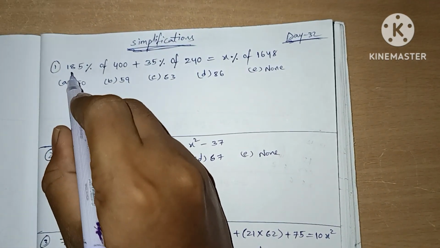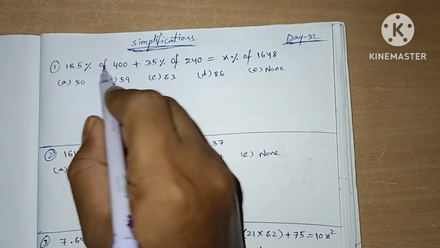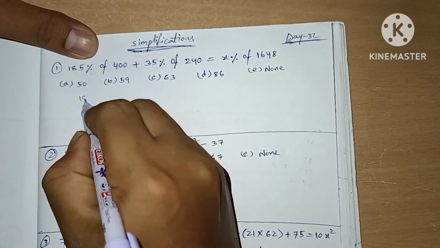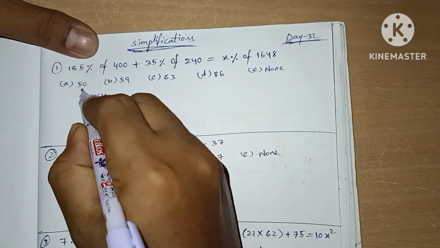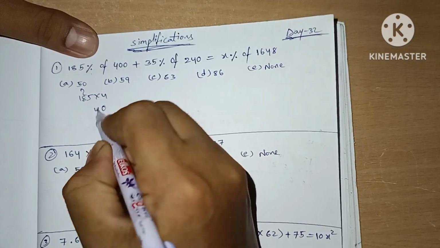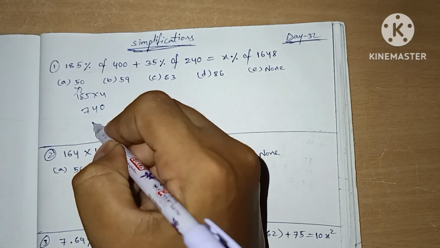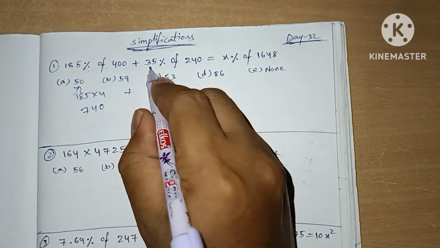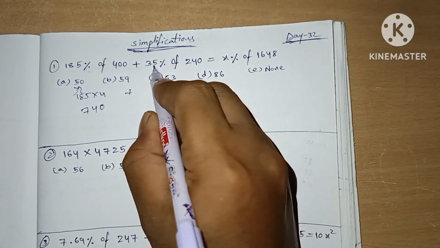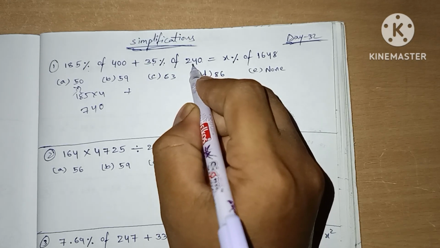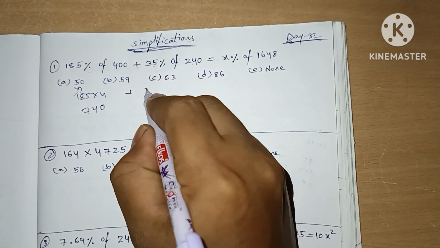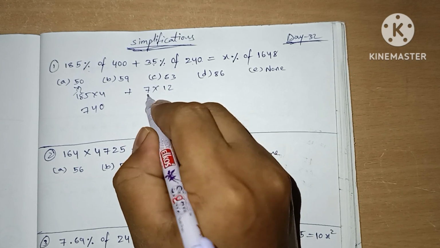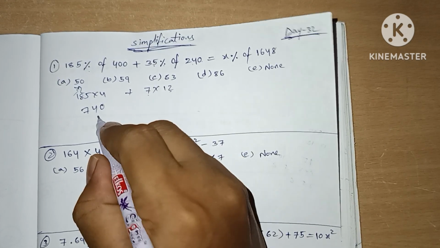First question. Here, 185 percentage of 400. Percentage and double zeros will be cancelled. 185 into 4: 4 times 5 is 20, 4 times 8 is 32, 4 times 1 is 4, so 740. So we get 740 from this one, plus 35% of 240. I see 5 multiple percentage, single zero, and 2 multiple. 5 7 times is 35, 2 12 times. So we get 7 12 times, which will be 84.